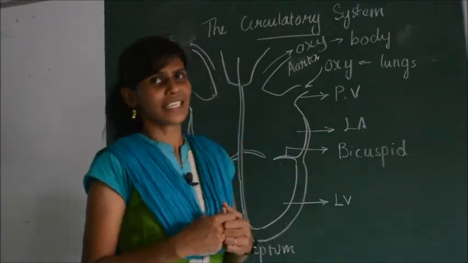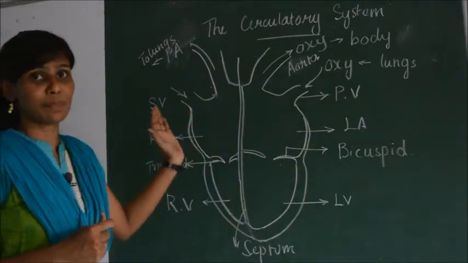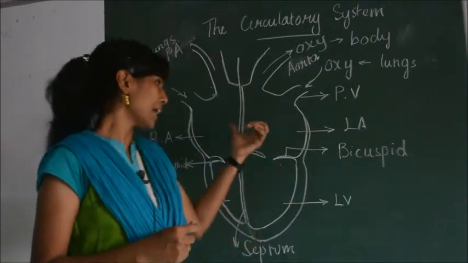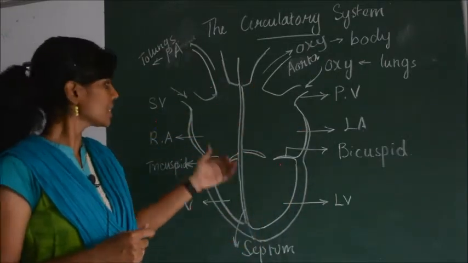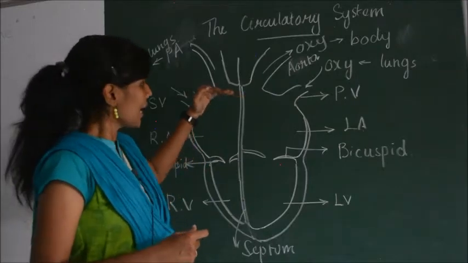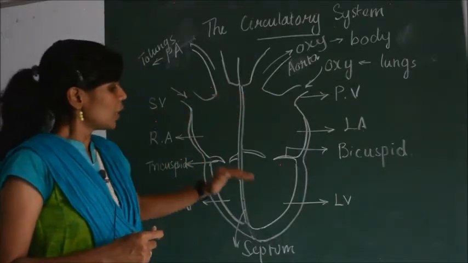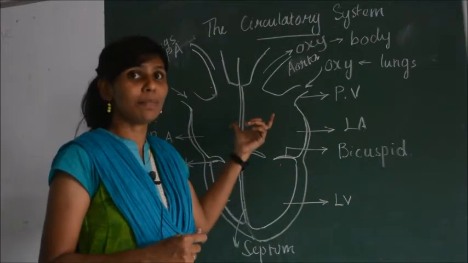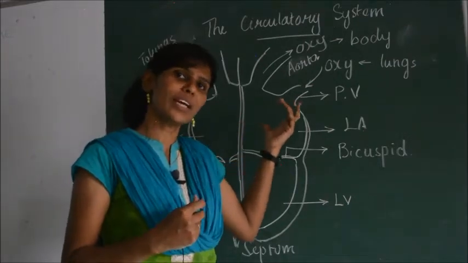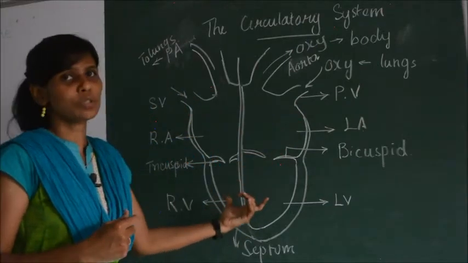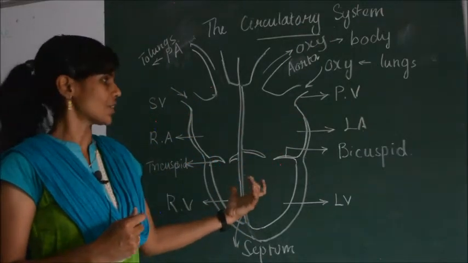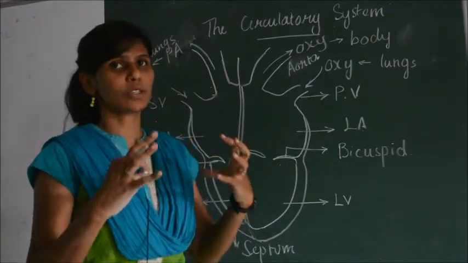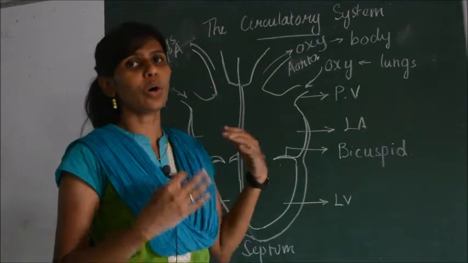So let's get started. The heart is made up of 4 chambers. This is the structure of the human heart, right? It has 4 important chambers called the upper atria and the lower ventricles. The upper 2 chambers are called atria (atrium is singular and atria is plural), and the lower 2 chambers are the ventricles, right?